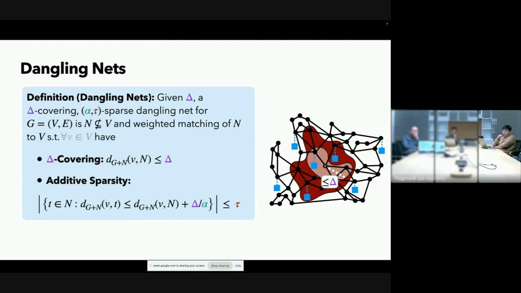The interesting notion of nearbyness here is that you're measuring nearby as a function of how close you are to your nearest net vertex, not something absolute. I'm not saying the number of things within delta plus delta divided by alpha is at most tau. I'm saying go until you find somebody and then go a little bit further. And that total distance might be much less than delta plus delta divided by alpha.